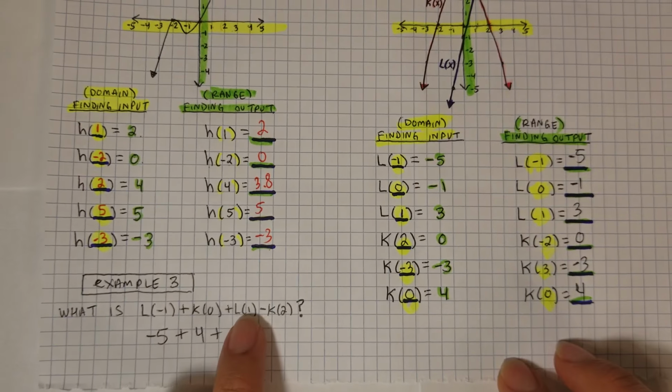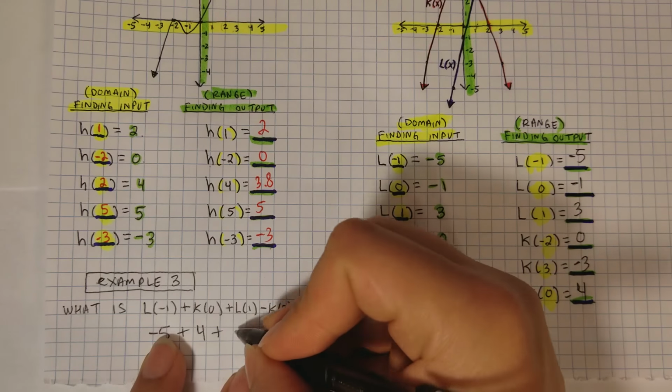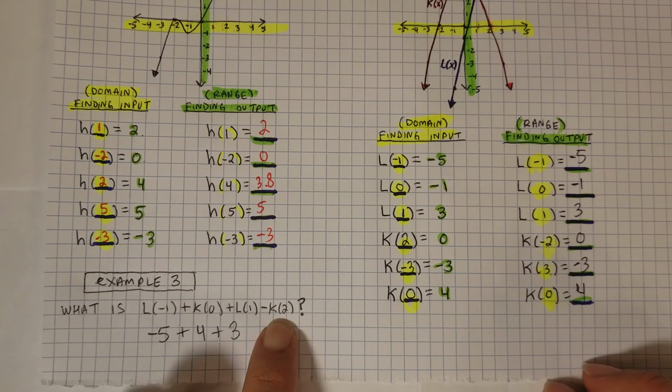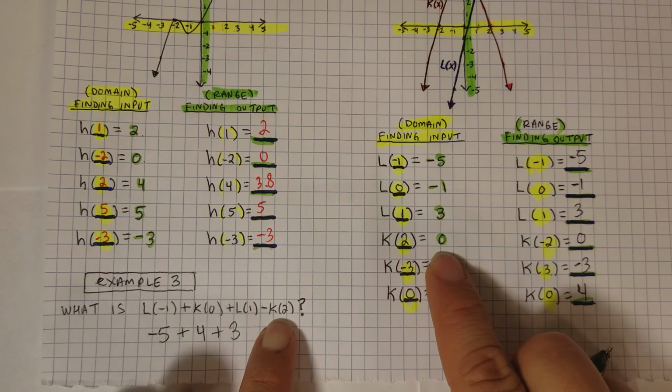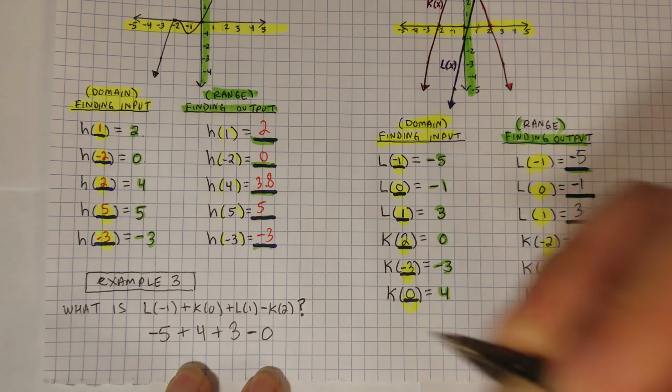Plus L of 1. Again, you already found that. L of 1 is equal to 3. So we can just write 3 right in there. And then minus K of 2. So K of 2, we already found that. That is equal to 0. So we're going to say minus 0.